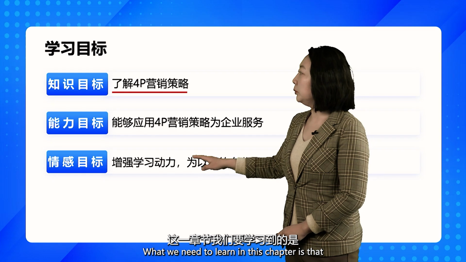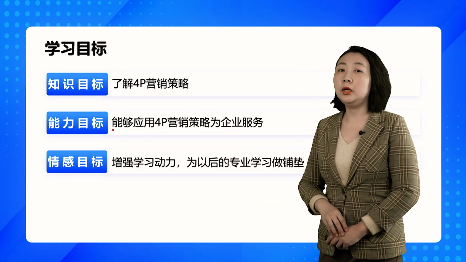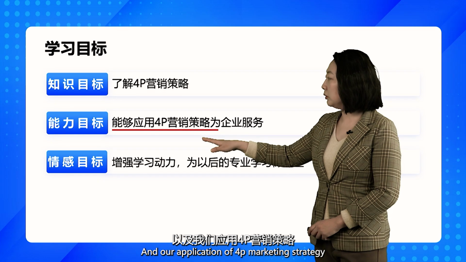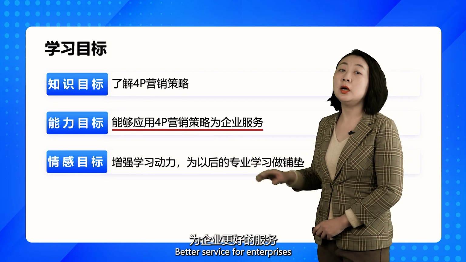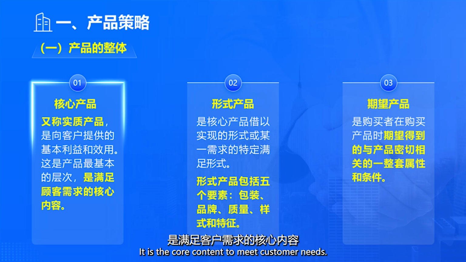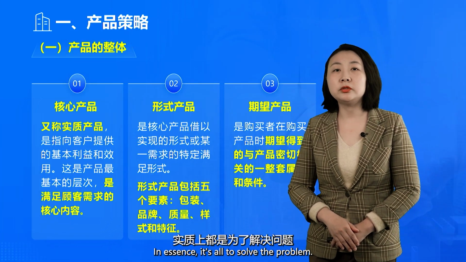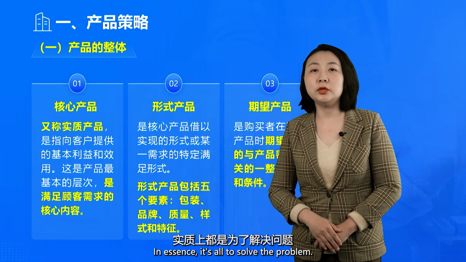What we need to learn in this chapter is to understand the basic contents of 4P marketing strategy, and the application of 4P marketing strategy to better serve enterprises. The first is the core product, also known as the substantive product, which is the most basic level of the product. It is the core content to meet customer needs. Fundamentally speaking, each product, in essence, is there to solve a problem.